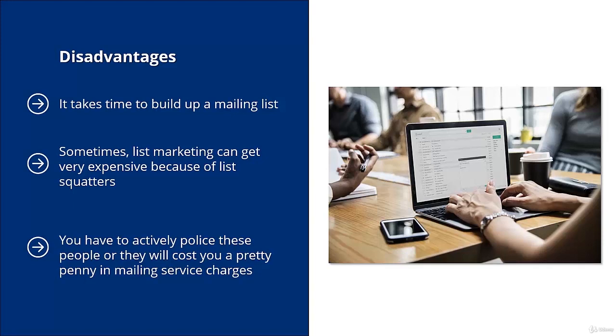updates. To nuke list squatters, many email systems like Aweber enable you to identify list members who haven't opened your emails and purge them.